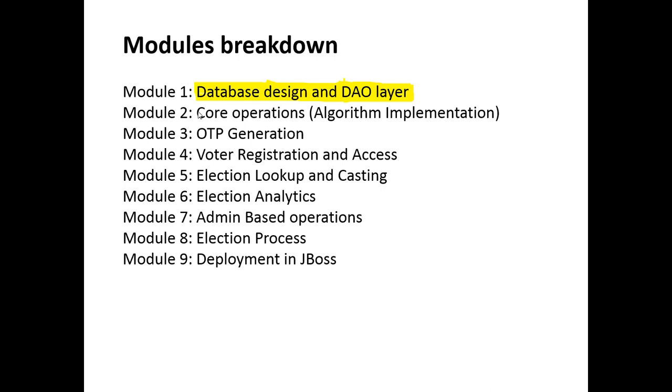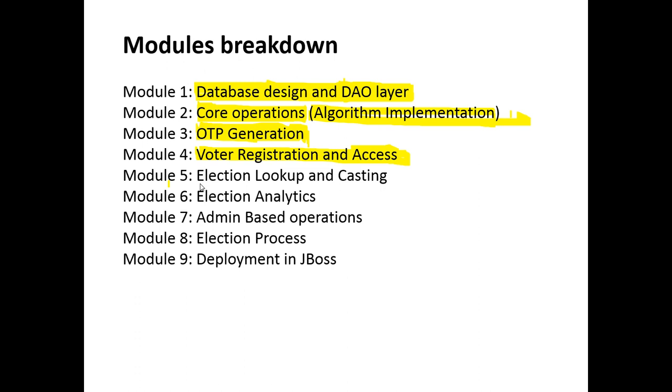So in module 2, we are going to implement the core operations, like the digital signature and the cryptographic algorithms, which is a part of a separate PPT that I already shared with you all, along with the step by step Word documentation explaining these algorithms. In module 3 we will be implementing the OTP generation technique, one time password generation. This component will be used whenever the user logs into the voting ballot.